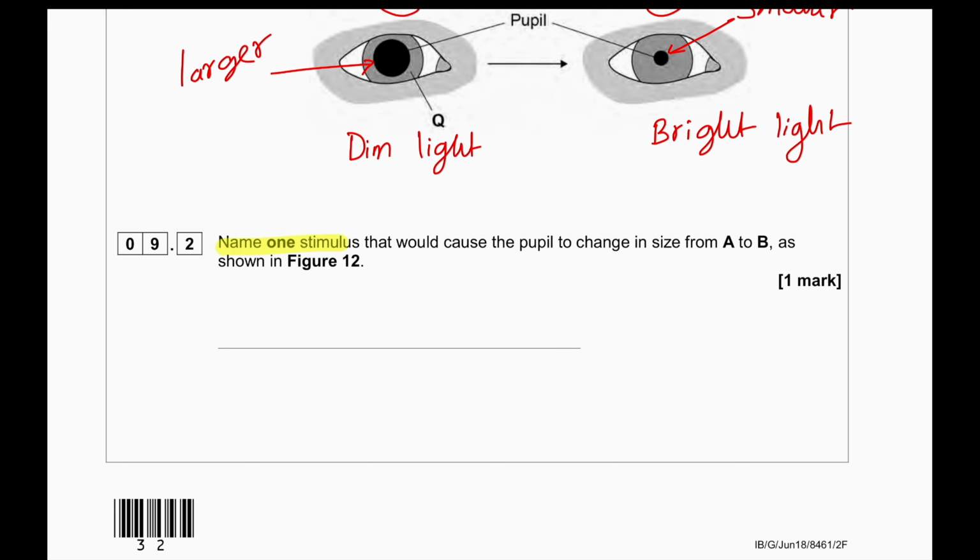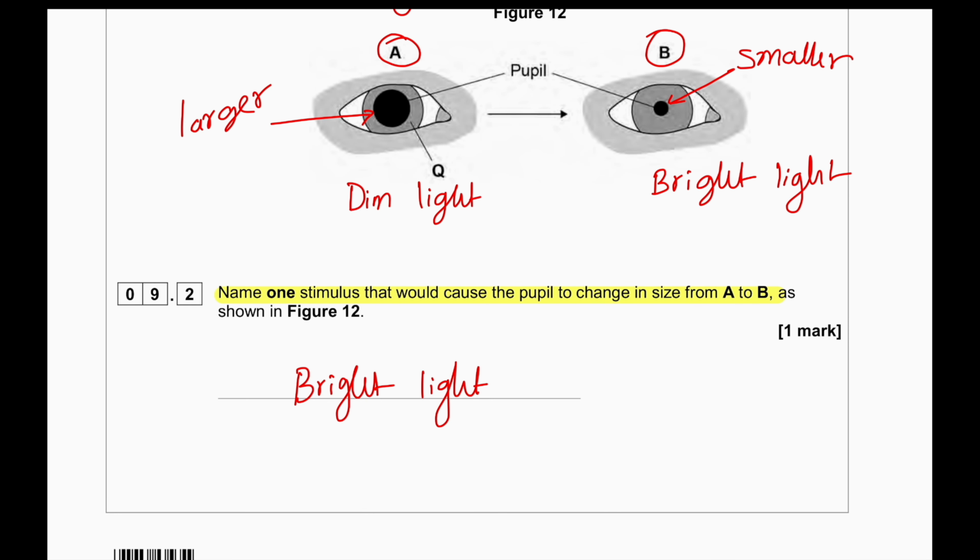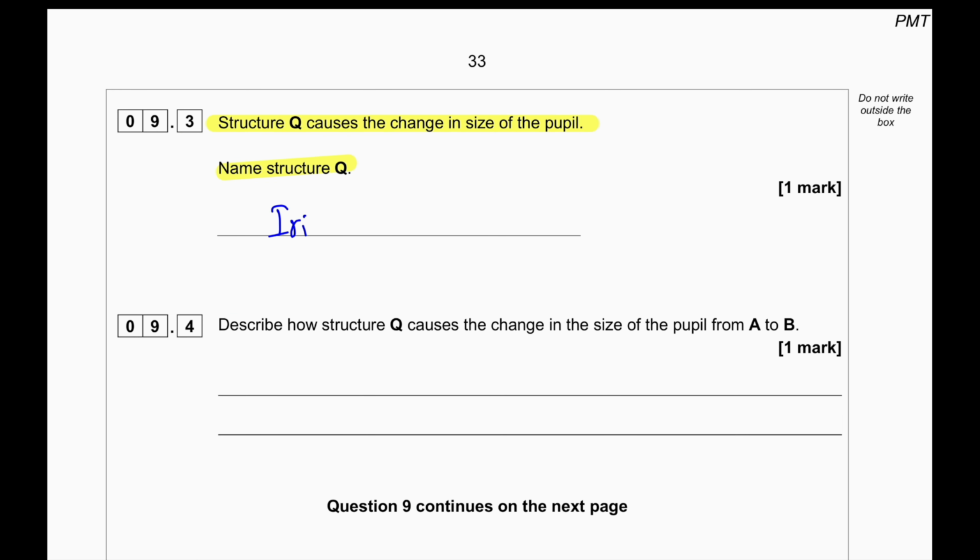Name one stimulus that would cause the pupil to change from A to B. So definitely the answer will be bright light. Structure Q causes the change in the size of the pupil. Name the structure Q. So structure Q is the iris. The iris consists of two types of muscle. One is circular, the other one is radial. So iris will be the structure Q.